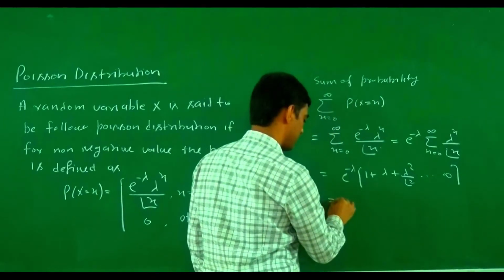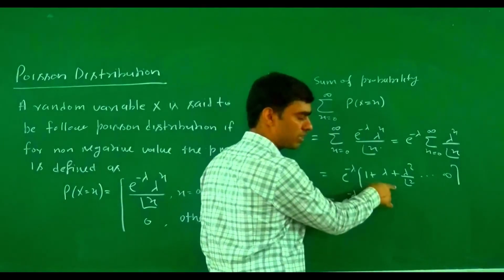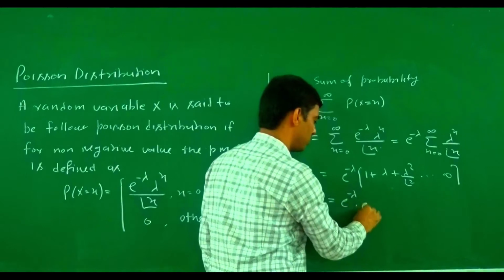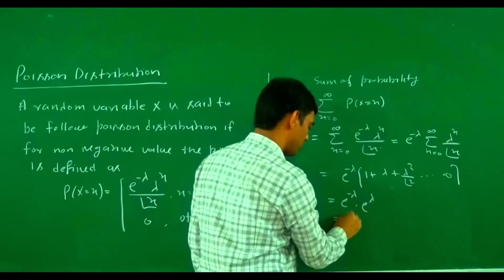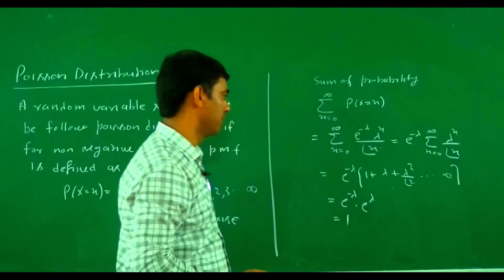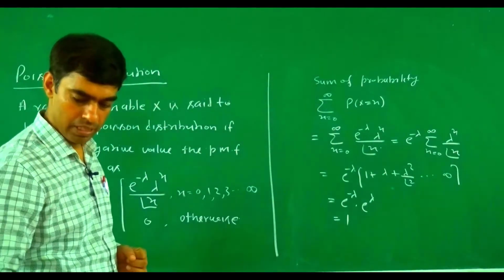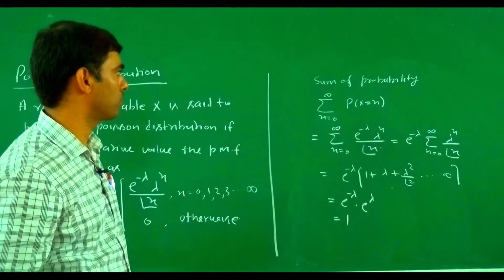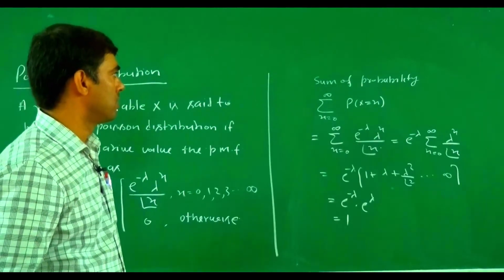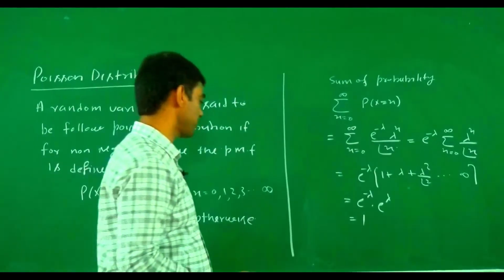So this may be written as e to power minus lambda, and what is the value for this one? The value for this one is e to power lambda, and what is the value for this one? This one is 1. So you may say that this one is a probability mass function. So here the sum of the probability is 1.